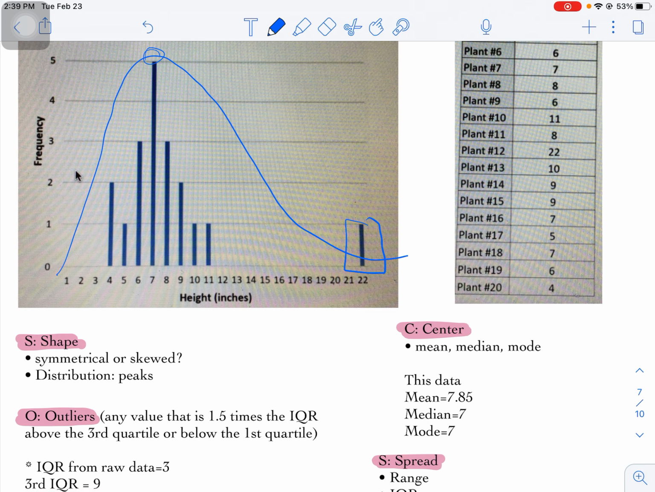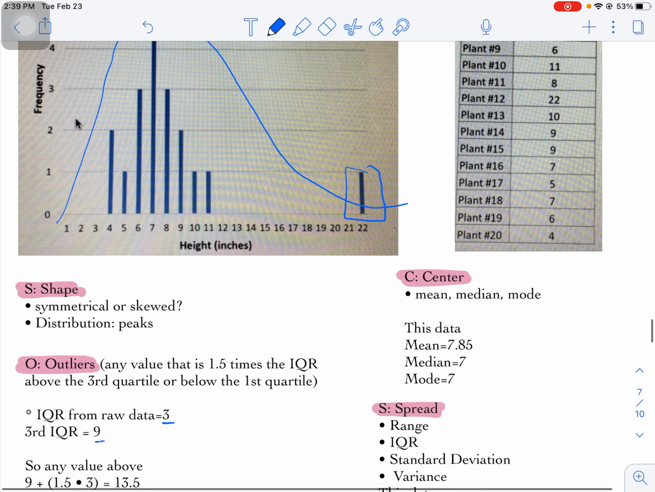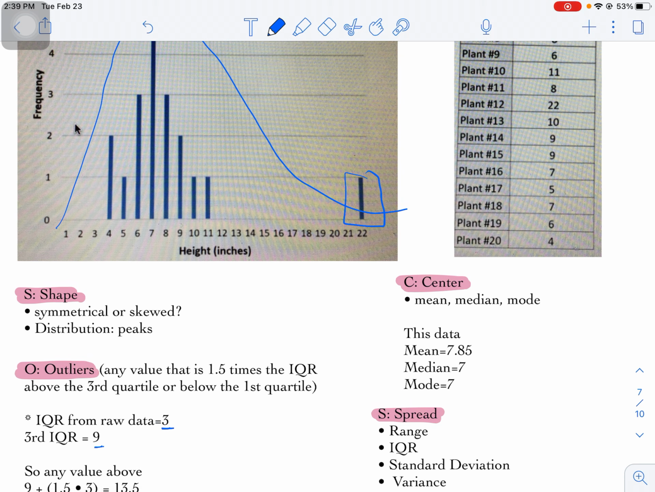So we're going to look at this data and see if that is an outlier. If it's an outlier, then we know this is still symmetrical. We can kind of ignore it, and we know it's still symmetrical. So remember, an outlier is any value that is 1.5 times the interquartile range above the third quartile or below the first quartile. So for this data, I've already calculated our interquartile range is 3, and our third quartile is 9. Okay, so we would have to be 3 times 1.5, whatever that equals, added to 9 away.